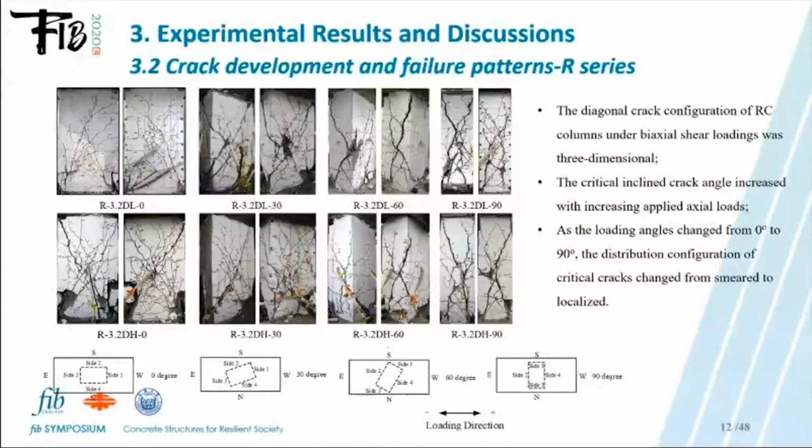The diagonal crack configuration of RC columns under biaxial shear loading was three-dimensional. The critical inclined crack angle increased with the increasing applied axial loading. As the loading angles changed from 0 degree to 90 degree, the distribution configuration of critical cracks changed from smeared to localized.